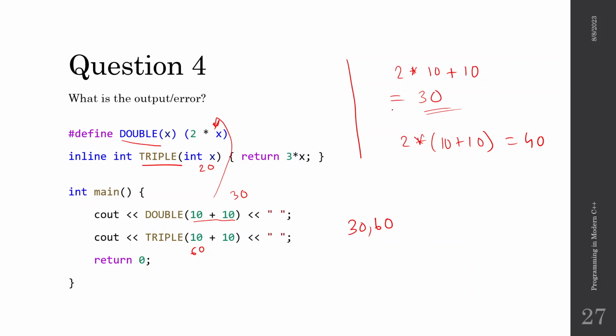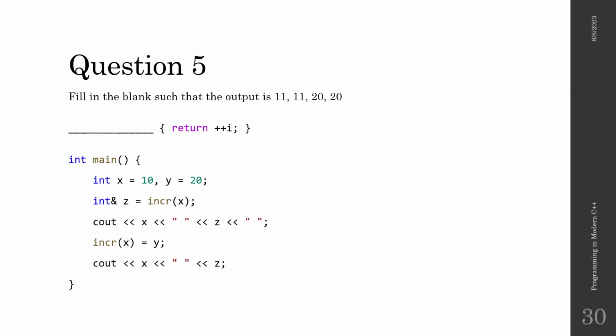So this is why, in C there is no inline function, so people use macros. But in C++ it is always preferable to use inline functions and avoid macros whenever possible. Now I will go to the next question. This question is fill in the blanks, and the output is 11 11 20 20.